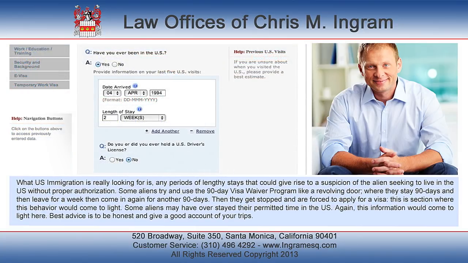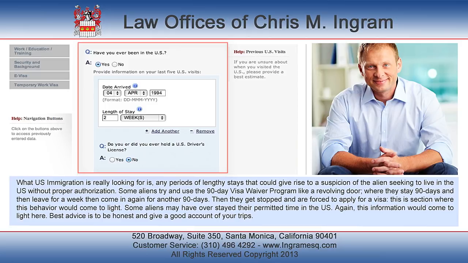What US immigration is really looking for is any periods of lengthy stays that could give rise to a suspicion of the alien seeking to live in the US without proper authorization. For example, some aliens try and use the 90-day visa waiver program like a revolving door, where they stay for 90 days and then leave for a week and then come in again for another 90 days and so forth. Then finally they get stopped and are forced to apply for a visa. Well, this is the section in the form where this behaviour would come to light.